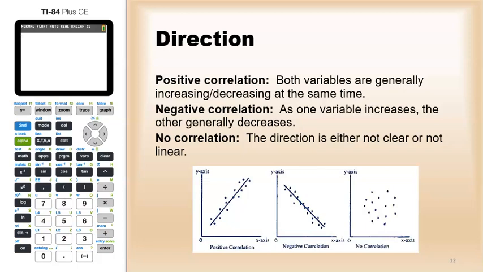Negative correlation is as you move left to right, the dots are going downwards. So as one variable increases, the other will generally decrease. And then something that's considered to be no correlation is that it's not really clear what's happening. It's essentially a vague swarm of dots.